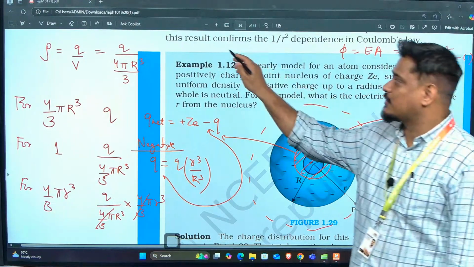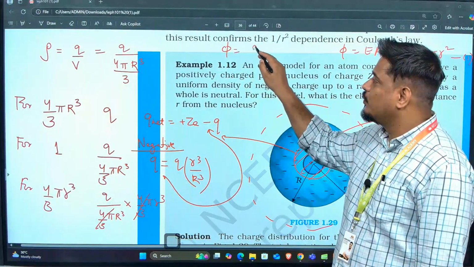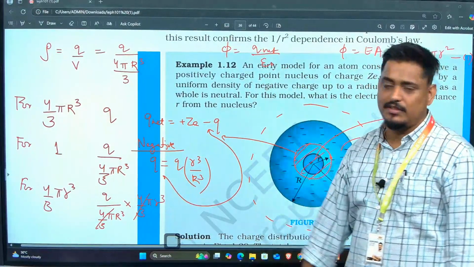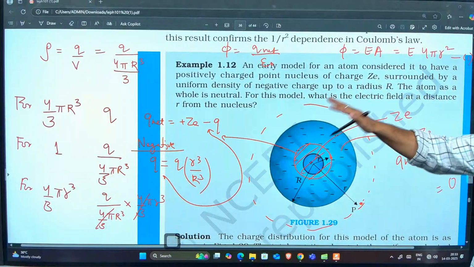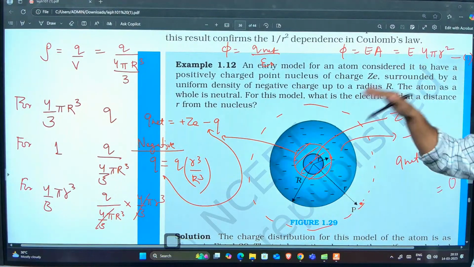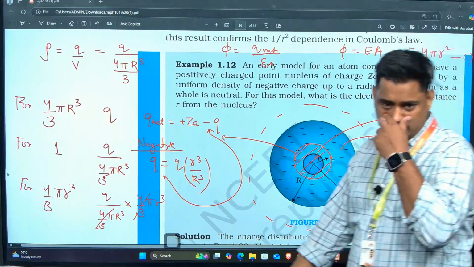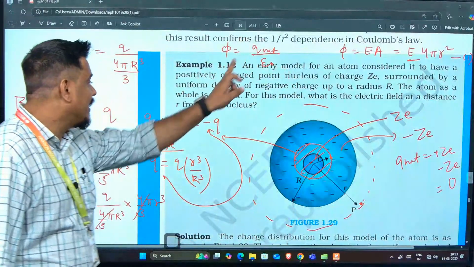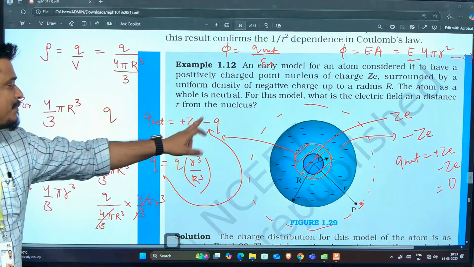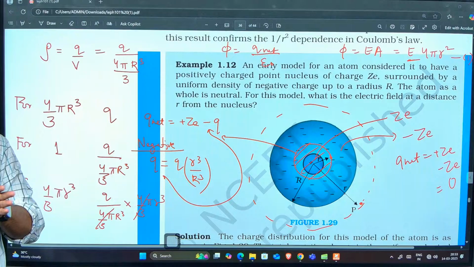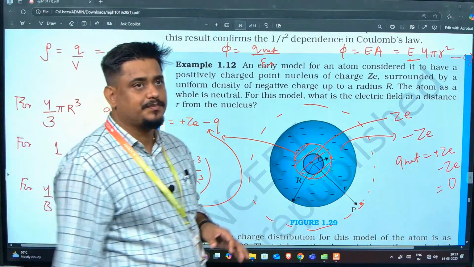Then I will find Gauss law. Phi will become equal to q net, which you are finding now, divided by epsilon naught. Then I will equate both, and when I equate both, I will get the value of electric field, isn't it? What is the value of q net? Q net will become equal to Ze minus qr cube by r cube, isn't it?